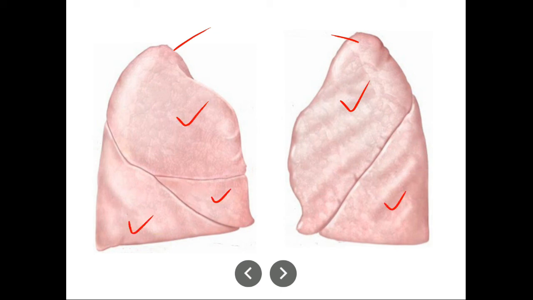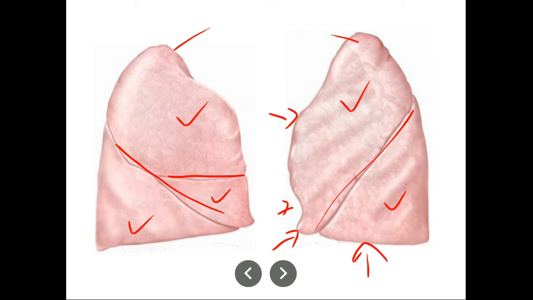Here we got the oblique fissure. We got here the horizontal fissure and the oblique fissure. A very important marking here that we are having the cardiac notch, and then on the side we are having here the lingula. We got here inferior border. We got here anterior border, and at this place we are having the posterior border. So remember these external features of the lungs in the marking.